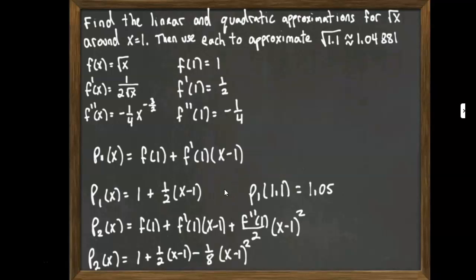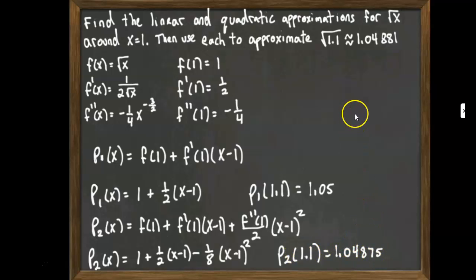So when you plug that 1.1 in, you'll get P2 is equal to 1.04875. So we're actually accurate here if we round it to 4 decimal places. Now a little later we're going to talk about P3, what P3 looks like and how it relates to this.